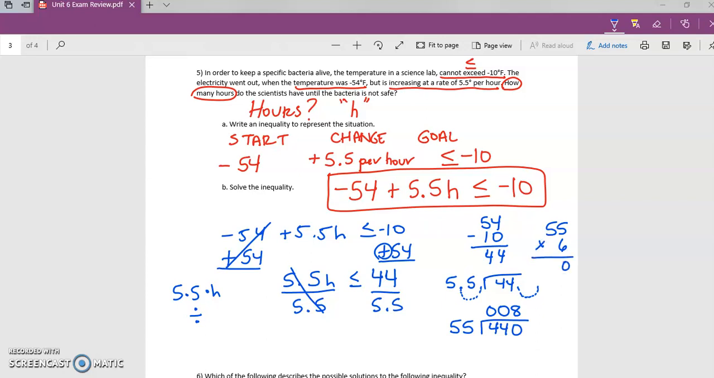Just as a guess. 6 times 5 is 30, plus 3, 330. So you say, okay, I need to keep on going up. And you keep on trying different numbers until you get it. And so there's a remainder of 0. So that means that h is less than or equal to 8. So that's how many hours they have until the bacteria is not safe. Less than or equal to 8 hours.